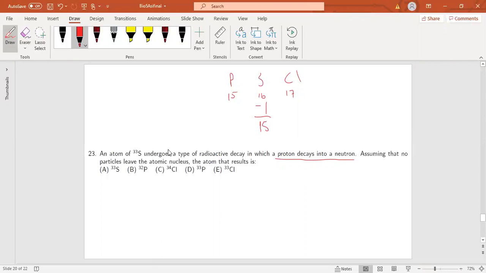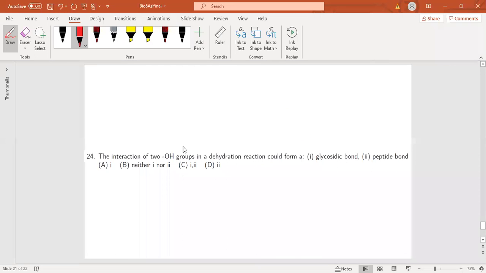However, our mass would stay the same, because a proton became a neutron, and since they each weigh the same, we're just exchanging. So we'll make it 15, and the mass is still 33. So 15 protons and 33 grams. What would that be? Well, we look at the periodic table. Atomic number 15 is phosphorus, and it'll still be 33. So our answer is B.